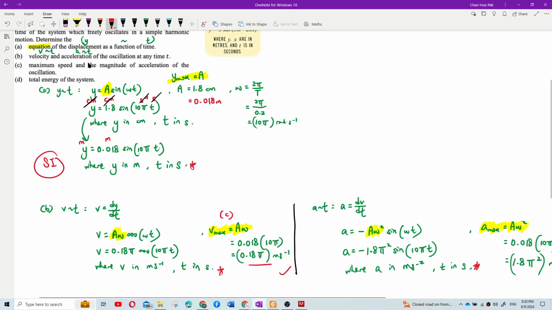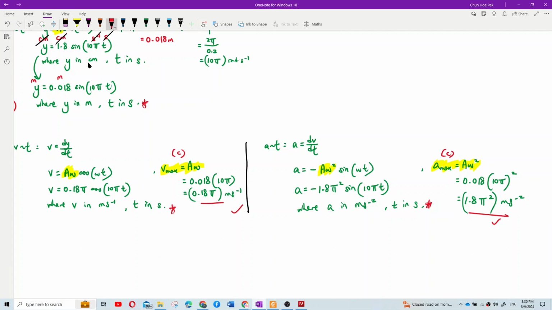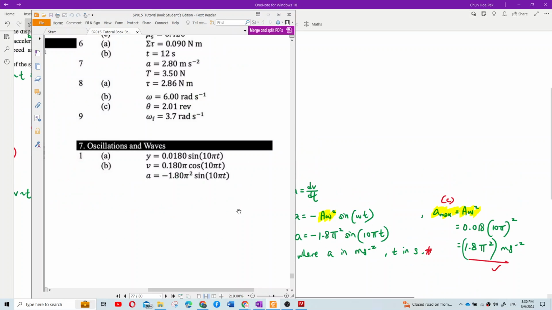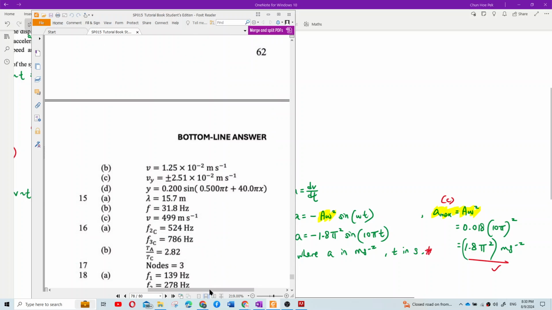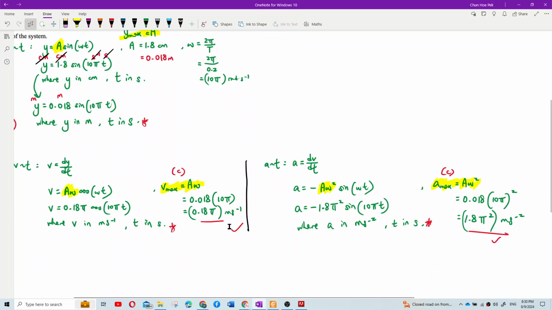And acceleration, maximum acceleration, this one. Okay, maybe he wants it in value, right? Not sure. Let me check. Yes, he wants it in value. V max, A max. So let's find the value.